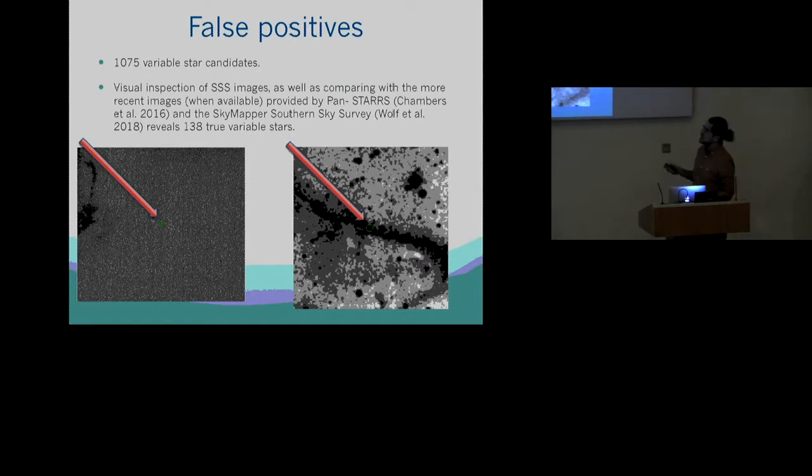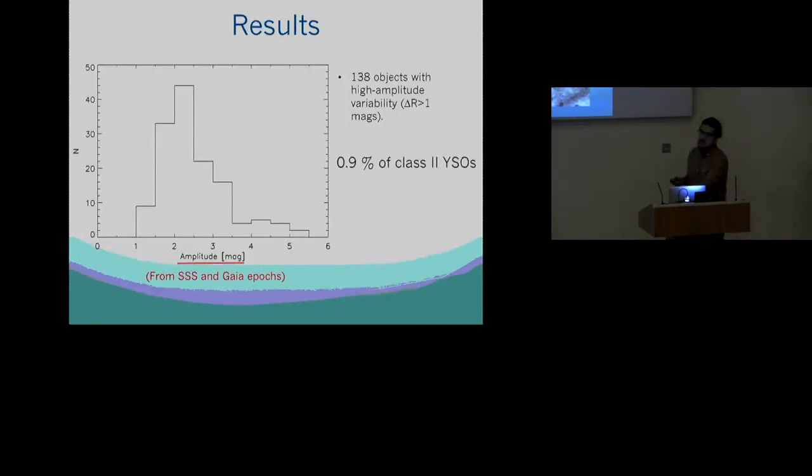There's nothing there. There are also problems in high nebulosity areas. SuperCOSMOS wouldn't detect an object here. You cannot see it, but it's quite there. At the end, we compare also with more recent surveys like Pan-STARRS and SkyMapper, and we ended up with 138 true variable stars. Now, 138 high amplitude objects represents about 0.9% of the variability of class 2 YSOs.